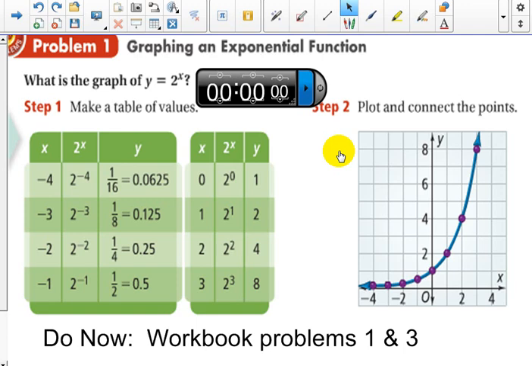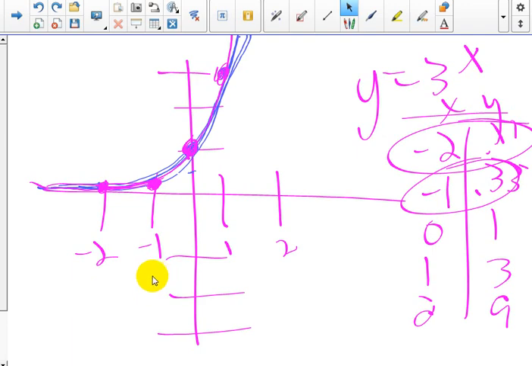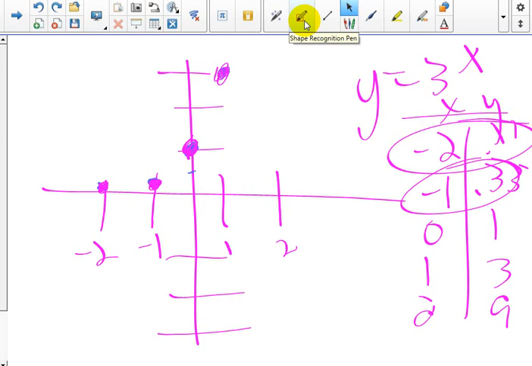Okay. Grading papers up here as well. So let's look at the first one. And it says y equals 3 to the x power. So let's see if I can delete some of this stuff. So the y equal 3 to the x. Almost there. All right. So what you want to do is make your t-chart of x and y.